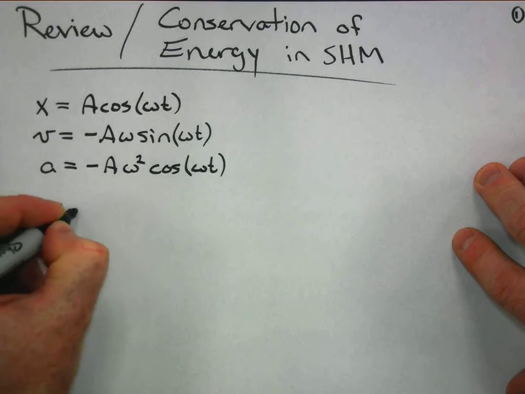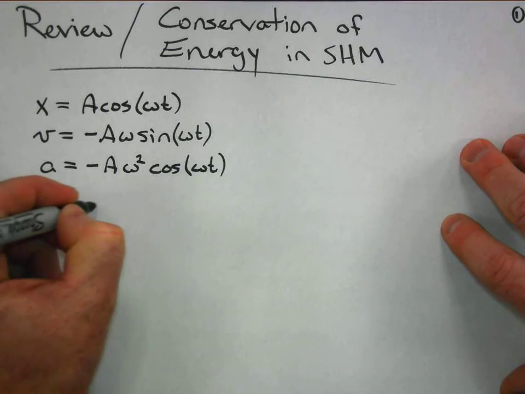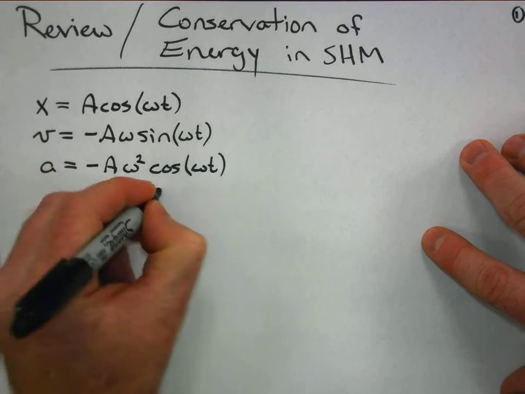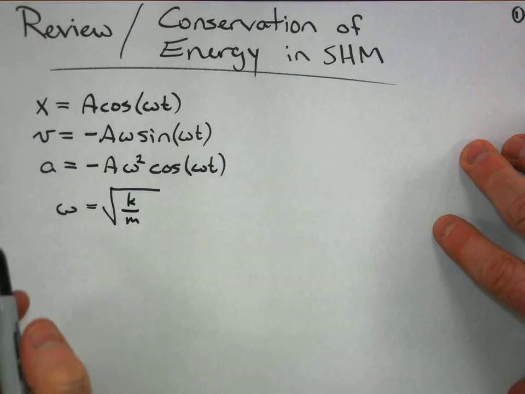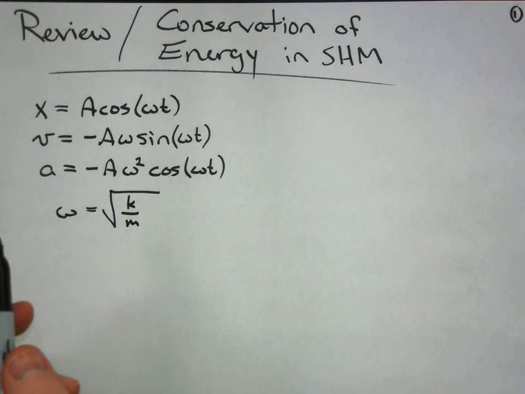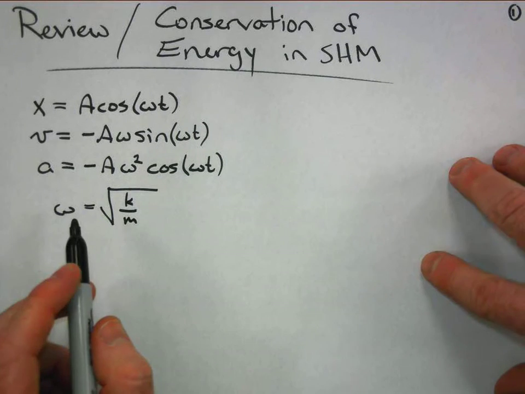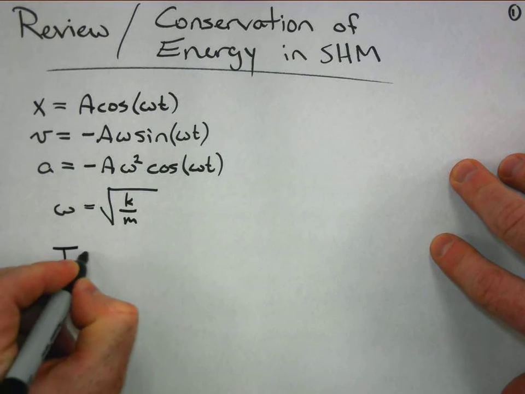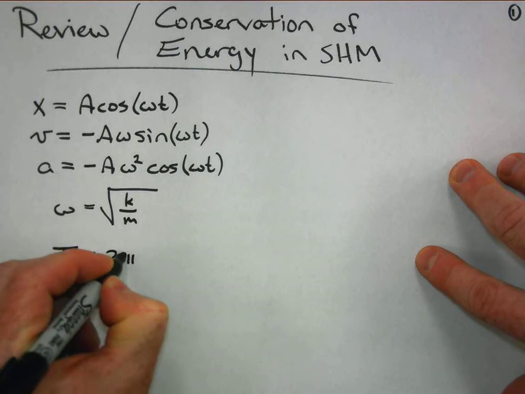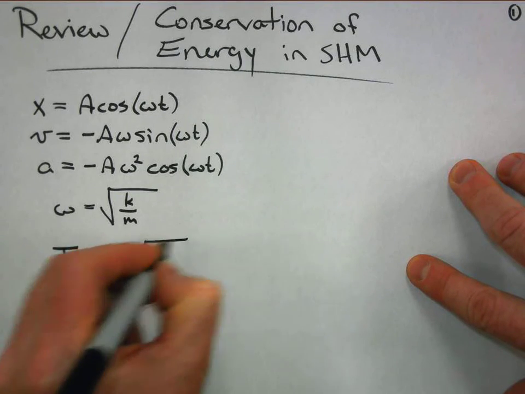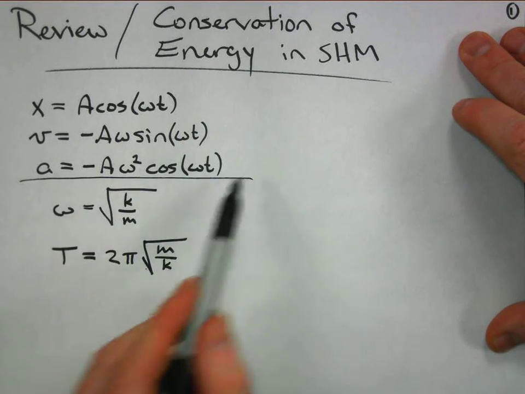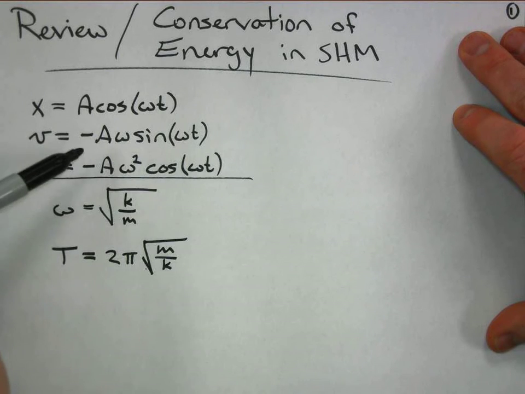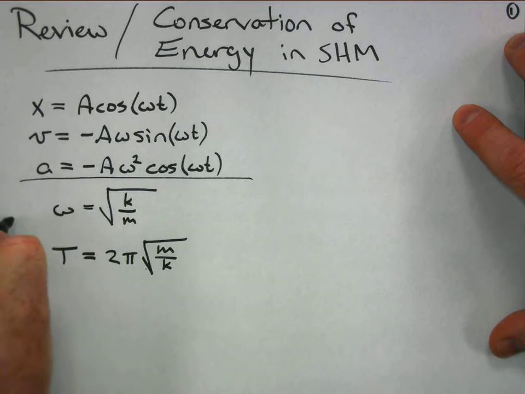This idea of angular frequency, as far as a mass on a spring goes, is specific to a mass on a spring. You have this relationship, and from that, we developed an equation for the period of a mass on a spring, and it comes out to 2 pi radical m over k. So the first three equations are universal to all simple harmonic motion, and then these two are specific for a mass on a spring.